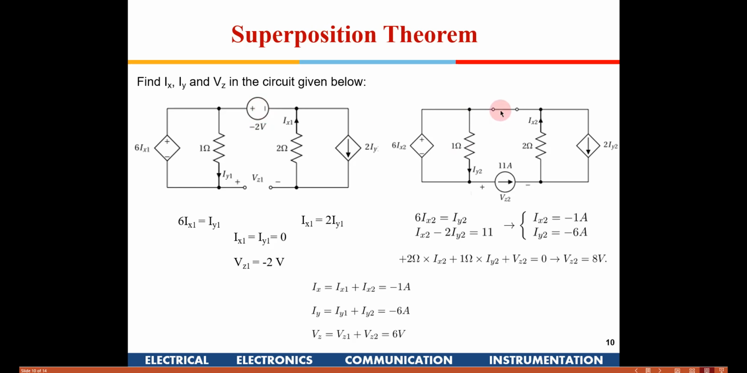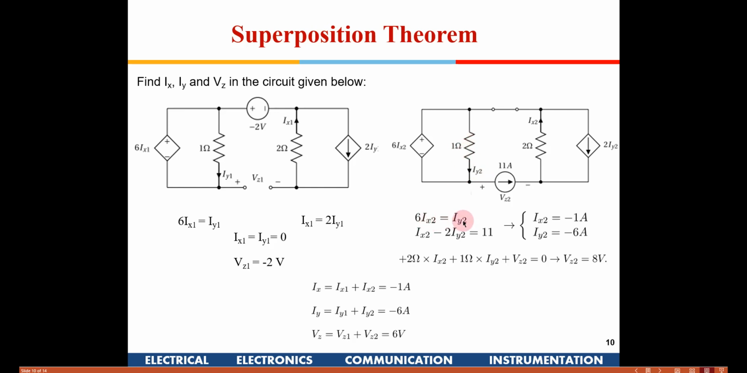Now in the second case, we are going to short this source and keep this current source. In both these cases, the dependent sources are not disturbed; they are kept as they are. Now we have made one current source. Now we try to find the loop equations and compute. Here again this is the voltage 6 Ix2, and Iy2 is the current through the 1 ohm.